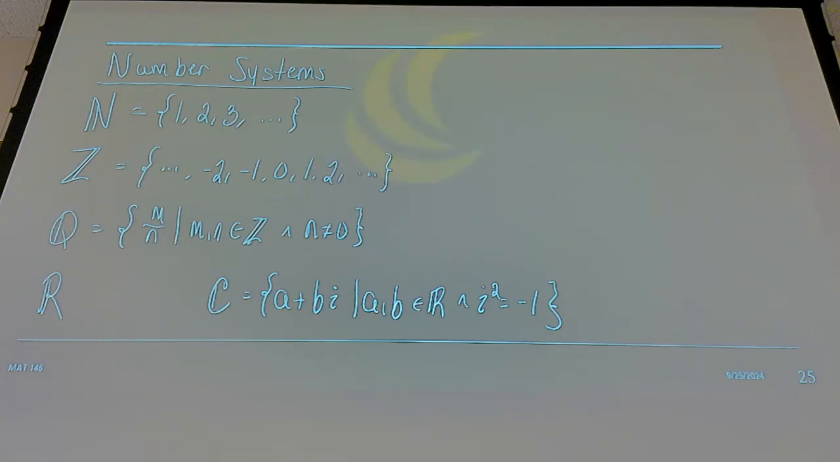How many natural numbers are there? An infinite number. However, it is countable. We call it aleph null. That is the smallest infinity.